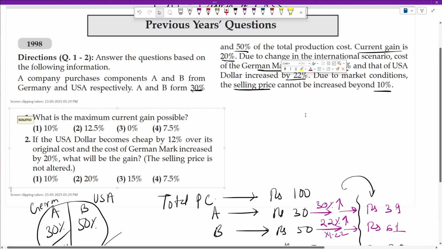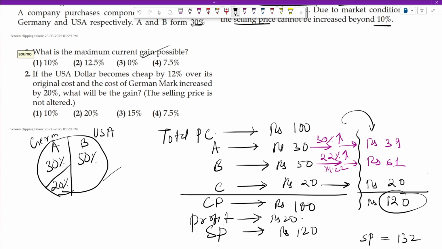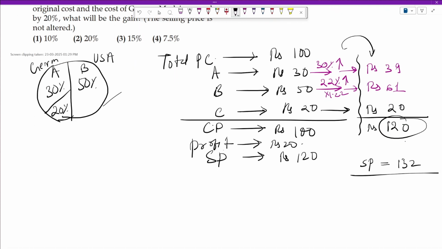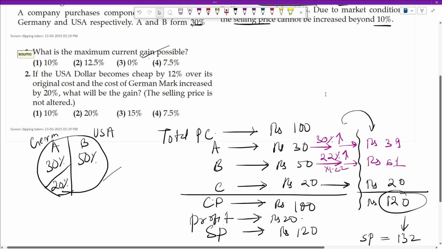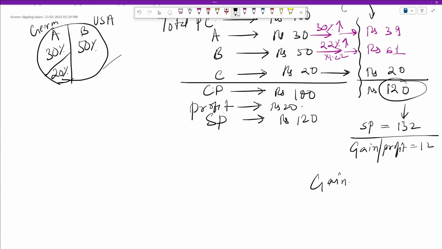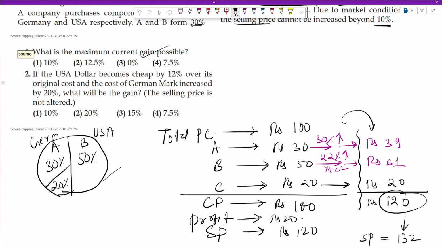This is given in the question. I hope you remember, the first condition says what is the maximum gain possible. So obviously they're asking that if we increase the selling price by 10%, what would be the gain? You can very well see that from 120 to 132, the gain or profit is nothing but 12. And if you are looking for gain percentage, they are looking for maximum gain in terms of percentage, that will be gain upon CP into 100, right? So 12 upon 120 into 100, that is a straight 10%. So the first one will be the answer to this, 10%, right?